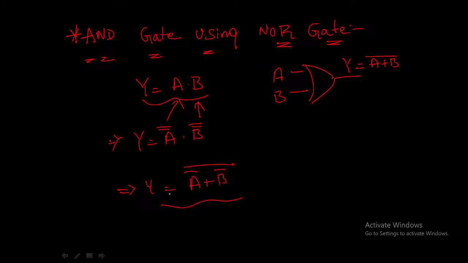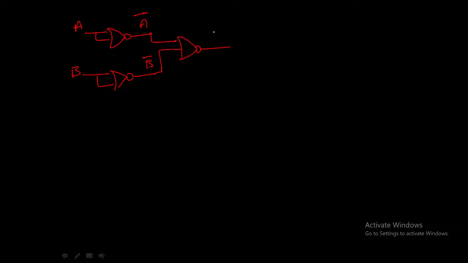Now how to implement this particular equation using NOR gate? Let's see now. So how to implement a bar? Simply build a NOT gate using a NOR gate. So short the inputs, so it will become a NOT gate, a will become a bar, and this is b, it will become b bar. Now this a bar and b bar are applied to another NOR gate, so that it will become a bar plus b bar the whole bar.